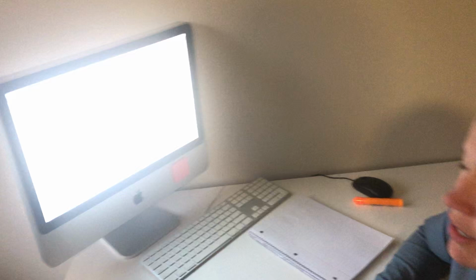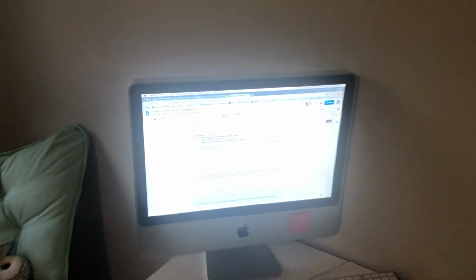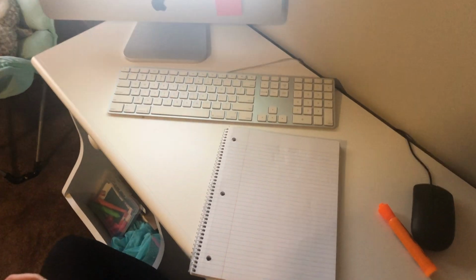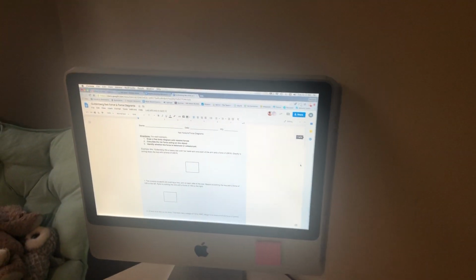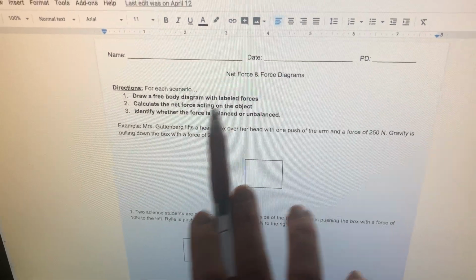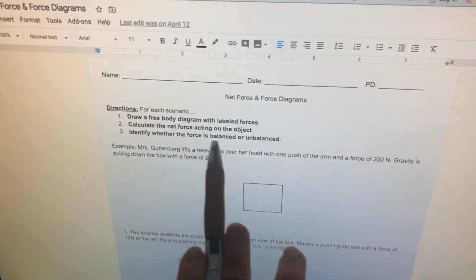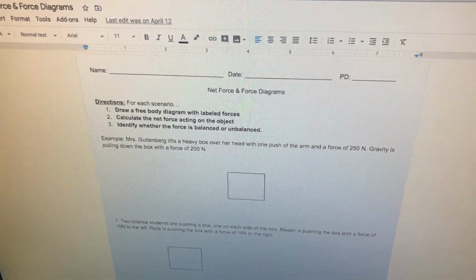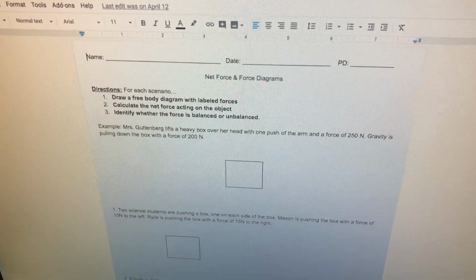So I'm going to go over the paper that you were supposed to do yesterday, or I said you could hold off and wait until I had this video posted and go through it with me. I'm going to go back and forth between the computer screen and then I'm going to draw out the force diagrams here. So for each problem, we're going to draw a free body diagram, calculate the net force, and identify whether the force is balanced or unbalanced.